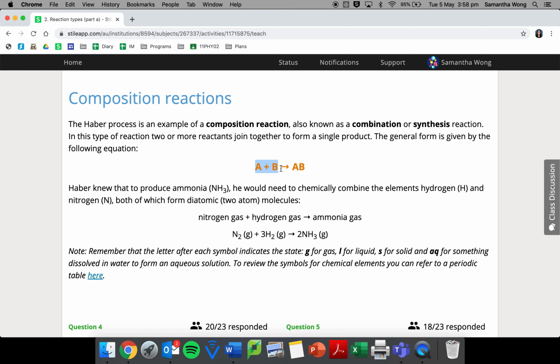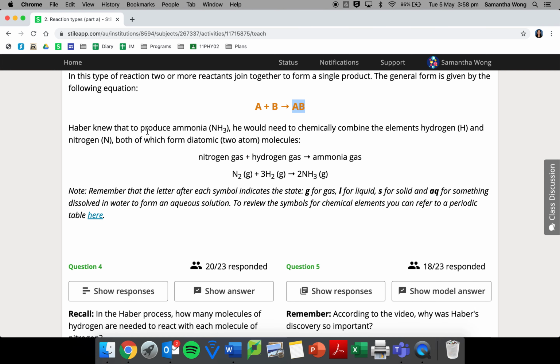A plus B gives you AB. So reactant A plus reactant B reacts together or combines to form product AB. So Haber knew that to produce ammonia, NH3, he would need to chemically combine the elements hydrogen, H, and nitrogen, N, both of which form diatomic molecules, which means they are atoms that exist in pairs.